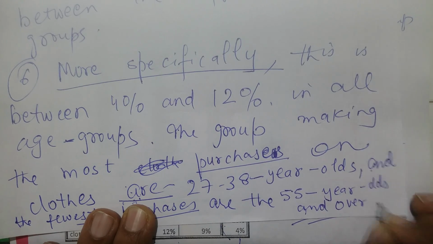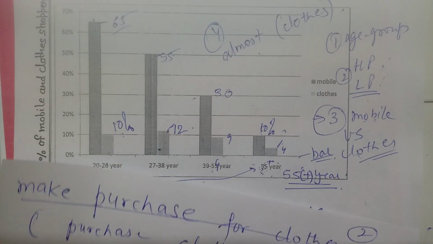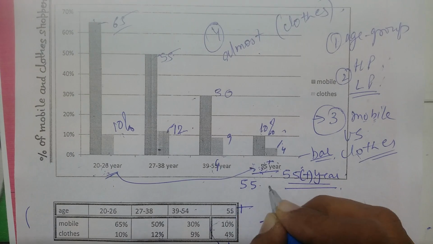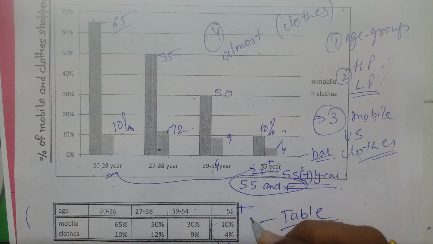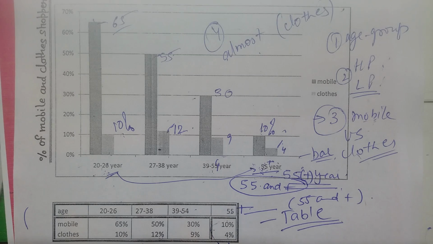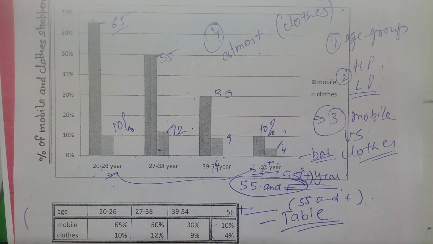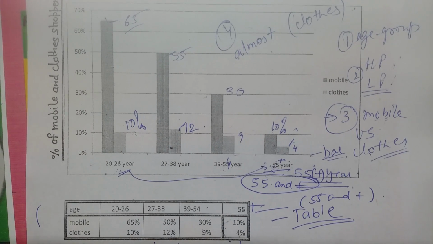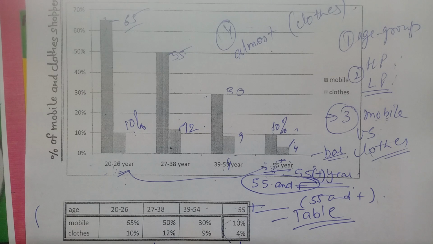And so these are some of the sentences I wrote. Do one thing, you may be puzzled or confused. So read this as 55 and plus. So that's good for us, right? Plus, because, right. So this is the percentage and the way to write. It means I took 4 or 5 steps. First step, maximum age group, minimum. Second, highest point, lowest point, mobile versus clothes.